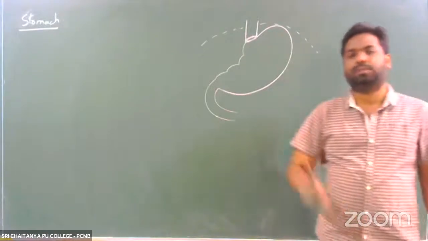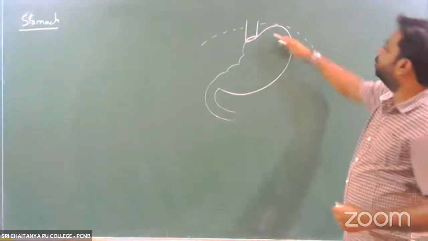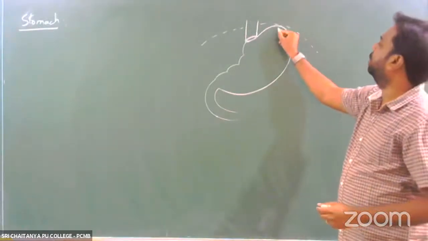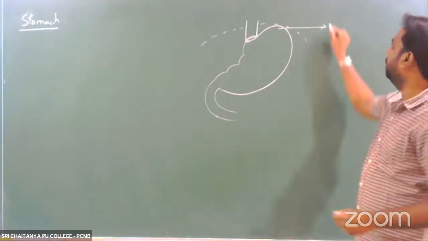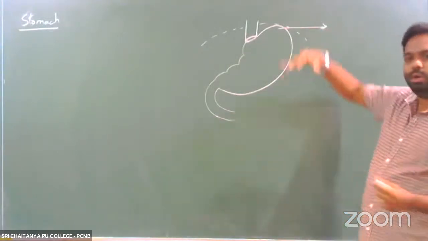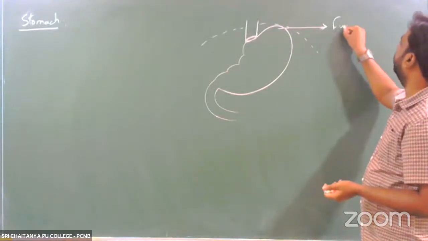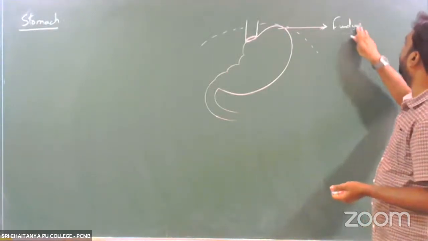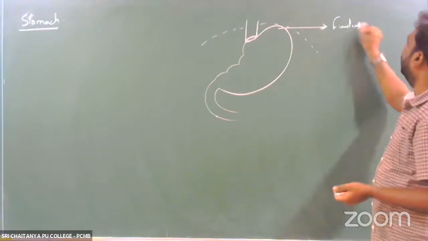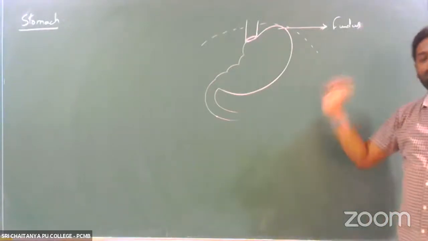The entire stomach can be classified into 4 different regions. The part that is present towards the diaphragm, the anterior part of the stomach, which is very close to the diaphragm, is called the fundus region, or we can also call it the fundic stomach, right? It is called the fundus part of the stomach or the fundic stomach.